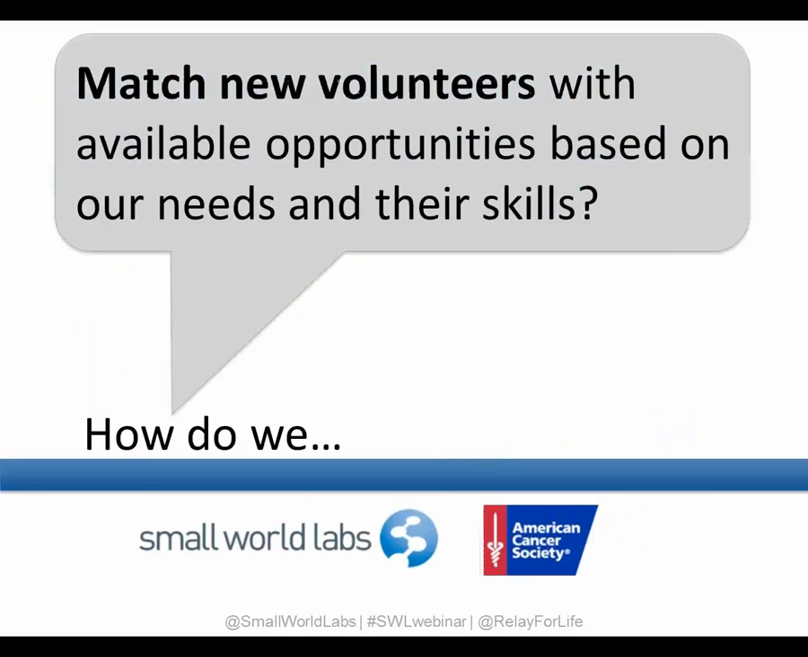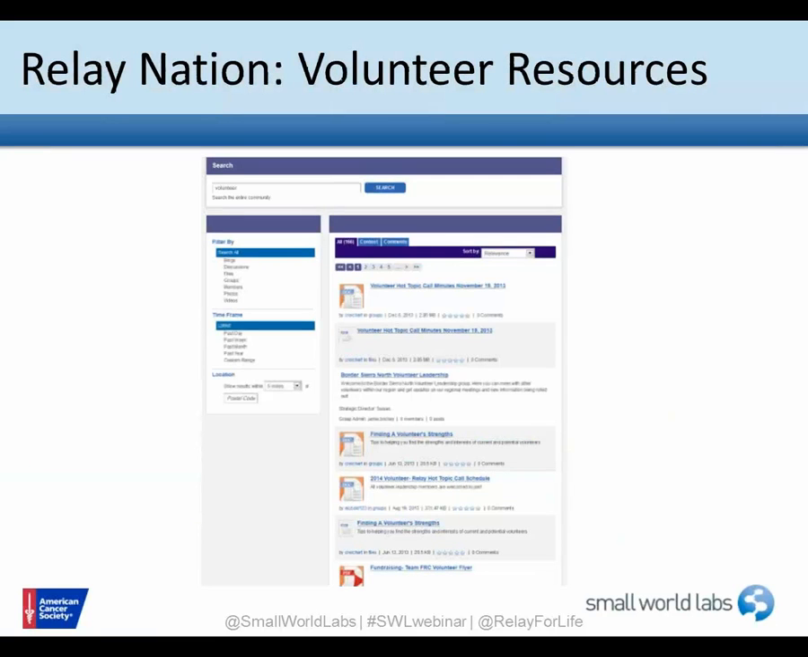So next up is how do we match new volunteers with available opportunities based on our needs and their skills? So obviously within the Relay Nation, we provide a number of volunteer resources. There is a whole thread about volunteer resources and volunteer opportunities in the Relay Nation that just gives people the ability to see the full career path of a volunteer and pick out where they would like to go in their engagement with us as an organization, and then allow us to meet them where they want to go and walk them there through resources, through sharing, and through any other offline engagement we have as well.